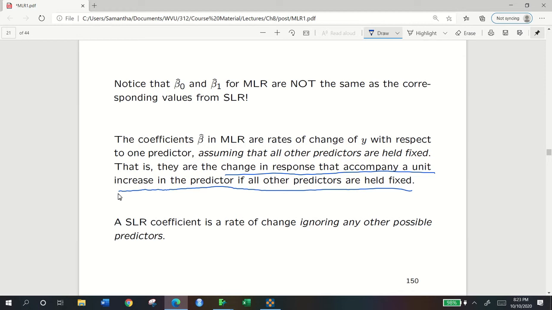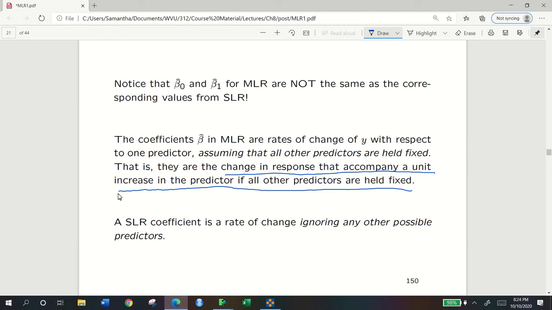So what happens in a simple linear regression situation? We have one x, one y, one predictor to try to explain our response. In that case, we ignore that any other predictors even exist. In multilinear regression, we are acknowledging that there are multiple predictors. Each of those estimates still represents a rate of change, but we have to hold all other predictors at a fixed state.